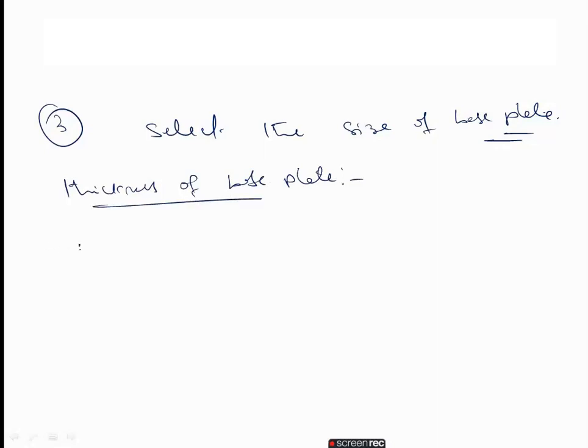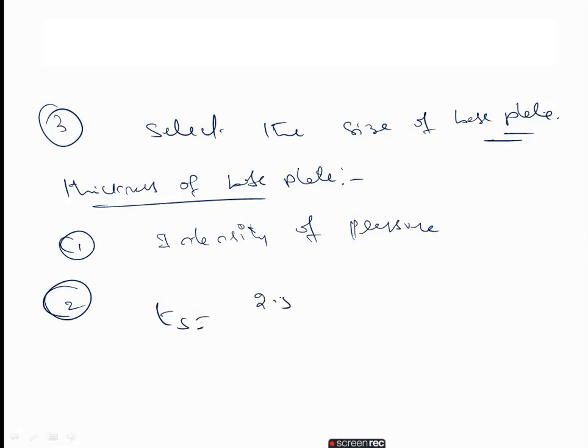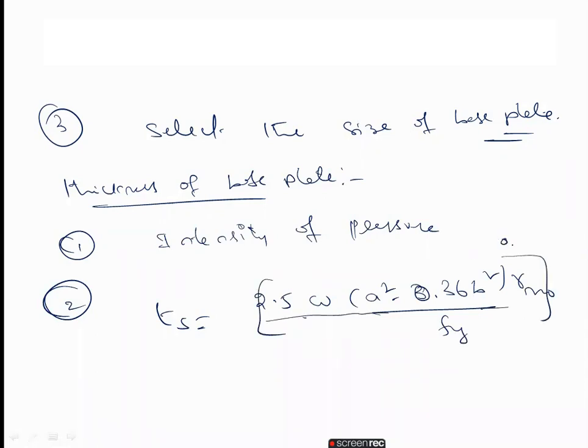Okay, first we have to calculate the thickness of the base plate. First, you have to calculate the intensity of pressure. Then next, calculate the minimum thickness. ts is 2.5 w (a squared minus 0.36 b squared) gamma m0 by fy, the whole to the power 0.5. If you observe in the code book, it should be a square root. ts is the thickness of the base plate. tf is the thickness of the flange.